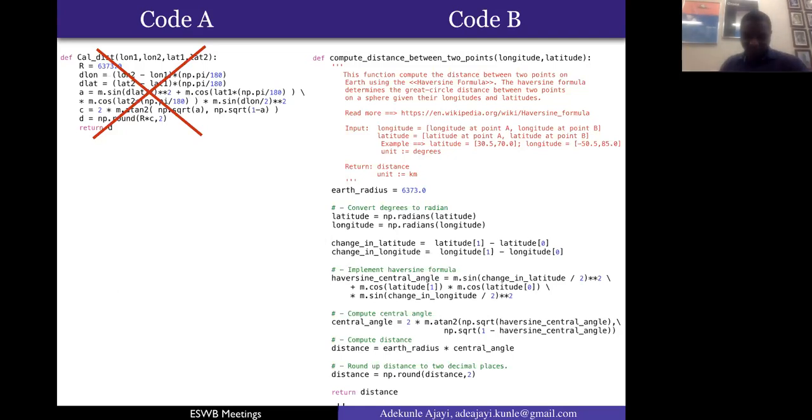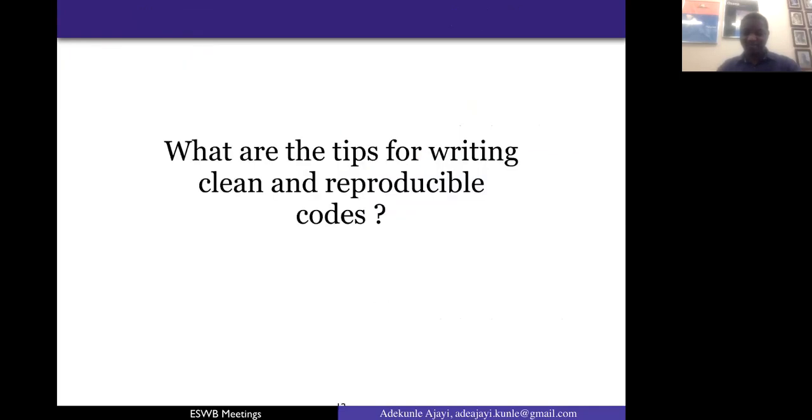So I hope you realize that we don't want to go in the line of code A, we want to go with code B. What are the skills that we need to put in place, or the concepts that we need to follow to write good and clean code? So what are the tips for writing clean and reproducible code? And this is what I'm going to try to answer in the next couple of minutes with you.